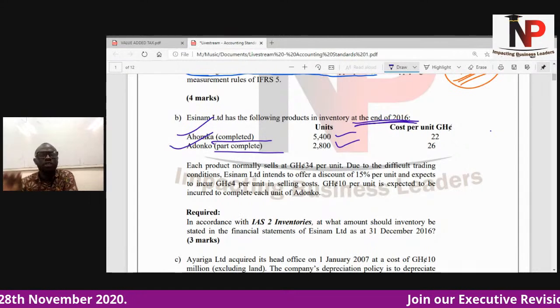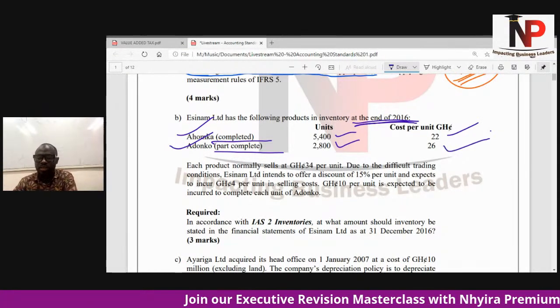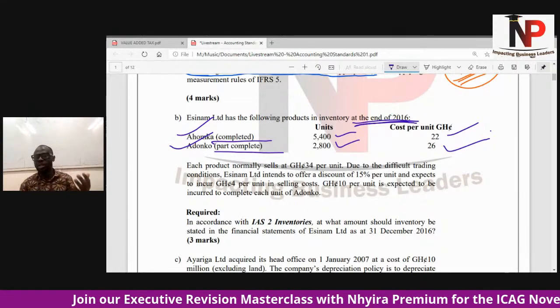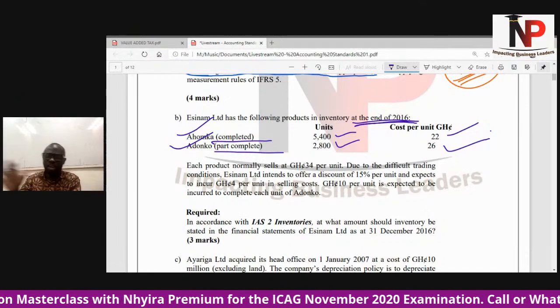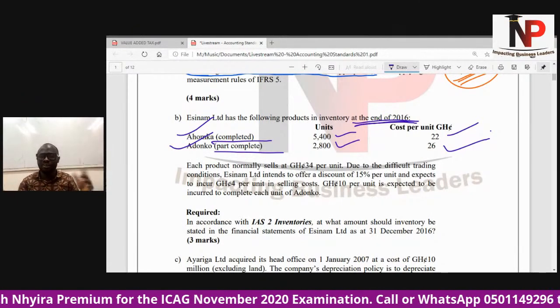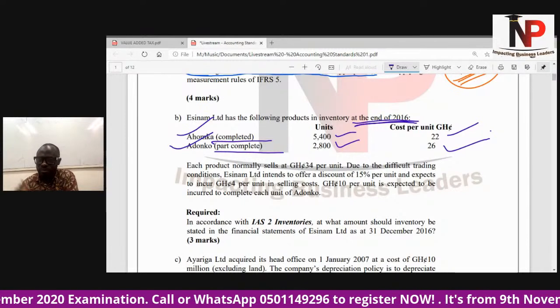Cost per unit currently stands at 22 Ghana cedis and 26 Ghana cedis. Forgive me if I mess around with the currency. It's not good, but just forgive me about that.